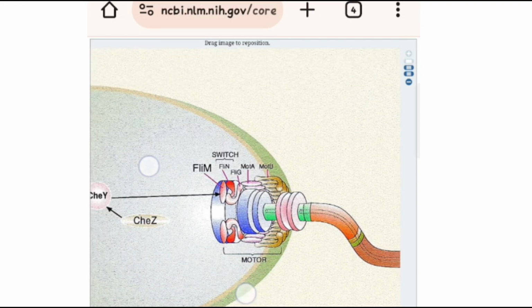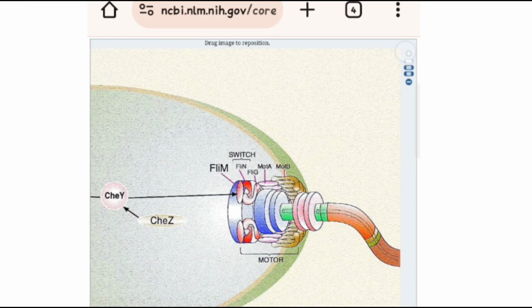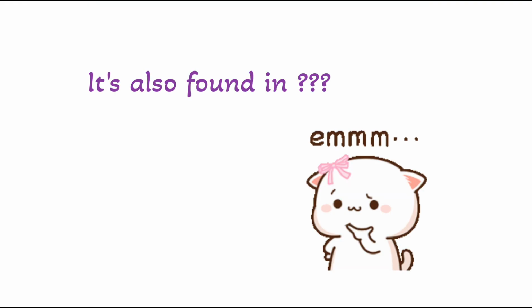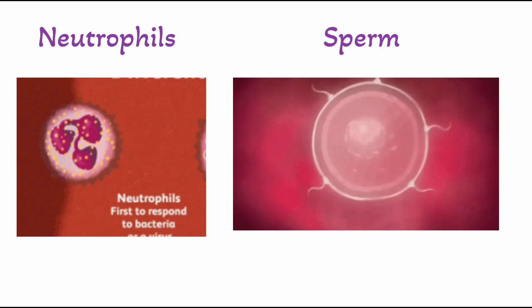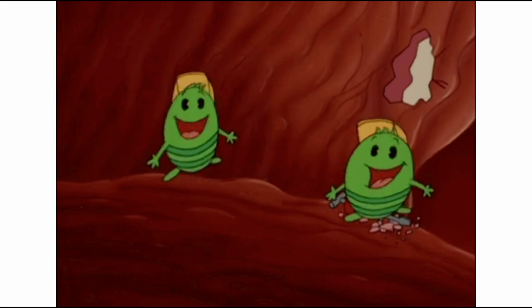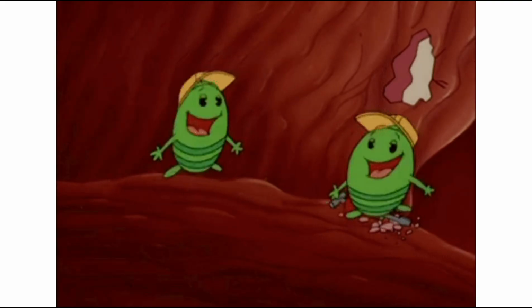Then it has some evolutionary importance. Chemotaxis is not only found in bacteria, it also happens in immune cells like neutrophils, which move toward infection, sperm moving toward the egg, and certain cancers using chemotaxis-like pathways to spread. But in bacteria, it's an ancient, highly efficient survival strategy.